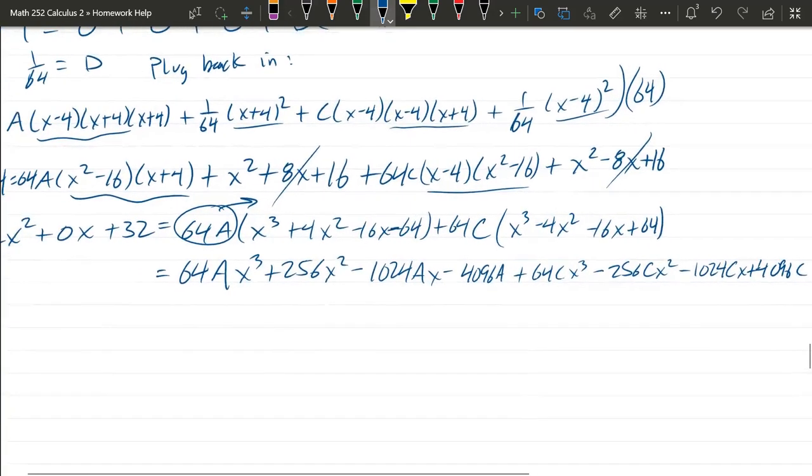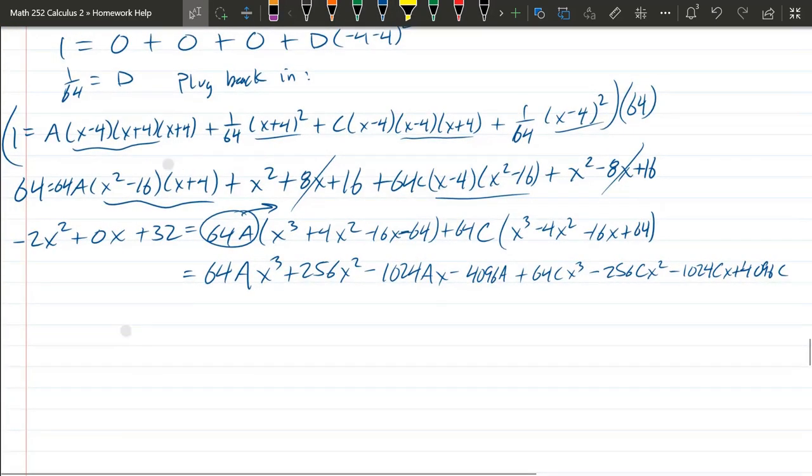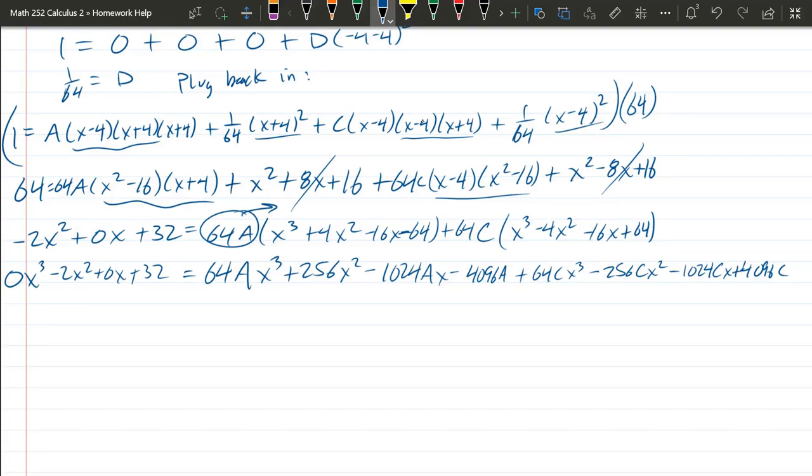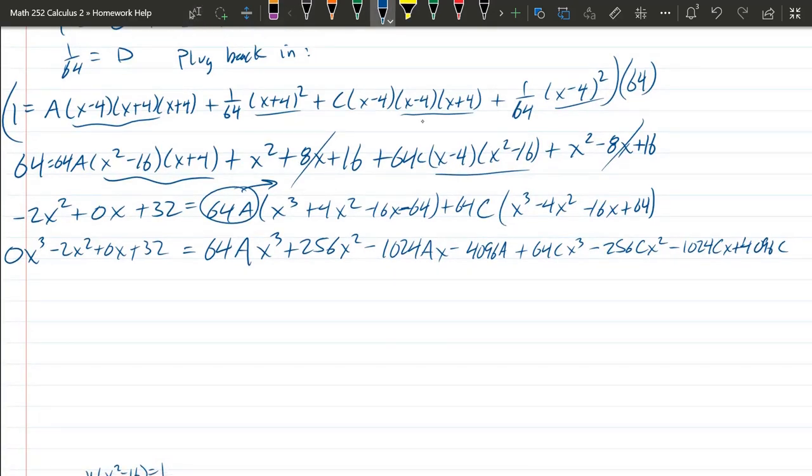Oh my god. This actually is less bad than it looks. It looks pretty miserable. 0x cubed minus 2x squared plus 0x plus 32. Okay, there's four powers of x, and there's only two unknowns, so it's actually not that bad. All right, I'm going to match the x cubes first. 0x cubed equals, here are my two x cubed terms. So factoring out x cubed, I have 64a plus 64c. So that's one linear equation.